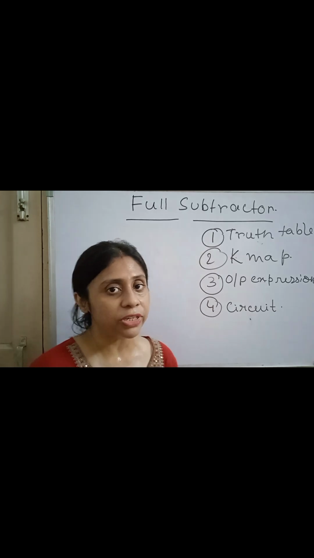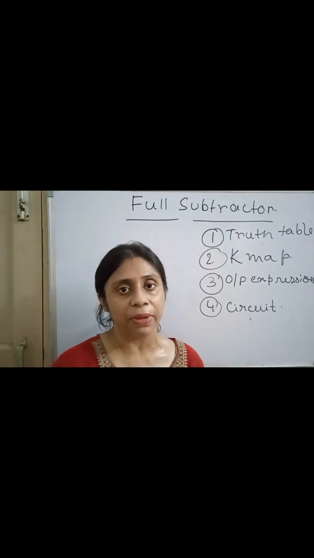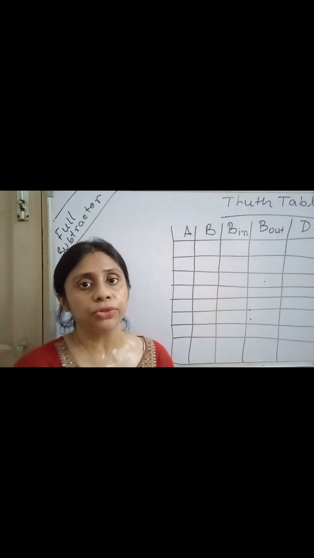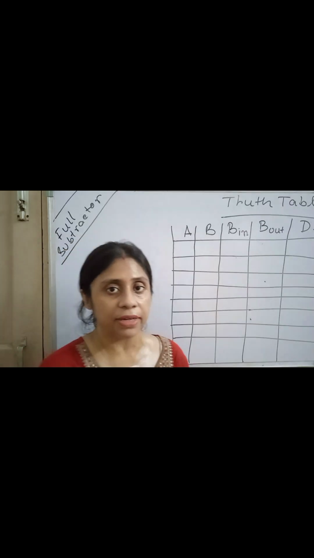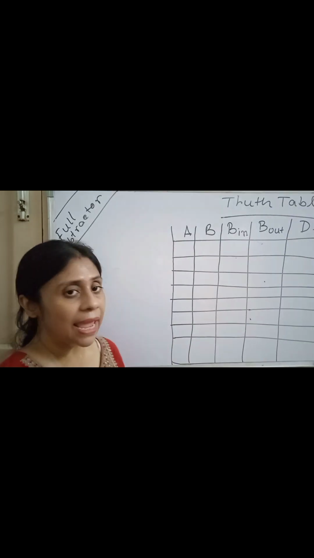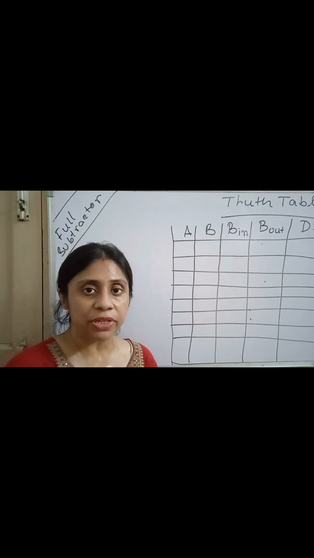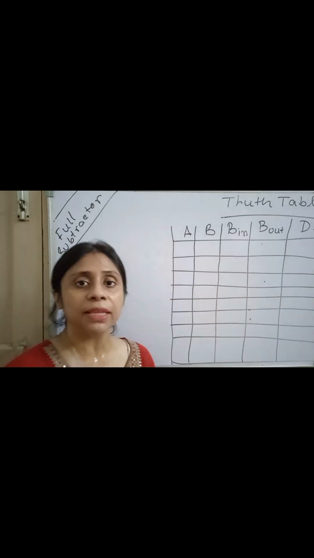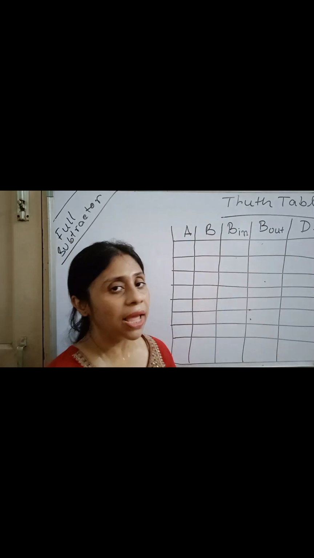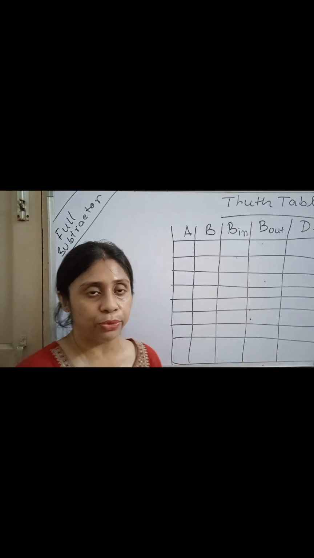So we will go for the first step, that is truth table. So we will see what is the truth table for a full subtractor. Now we will design the truth table for full subtractor. So there are 3 inputs. What are the inputs? A, B and B in. A, B are 2 present bit inputs and B in is the borrow from the previous bit, right? And there are 2 output lines, one is difference and another one is borrow output or B out.